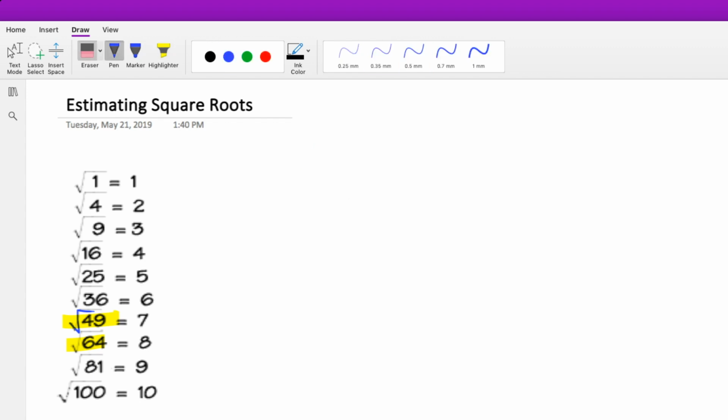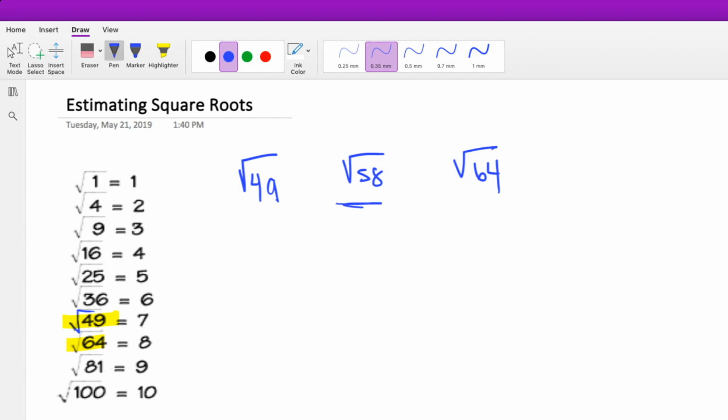So we have the square root of 58. We know that it's somewhere between square root of 49, and it's also somewhere between 64. So we know that it is greater than 49 because 58 is greater than 49. But we also know that it is less than 64 because 58 is less than 64.